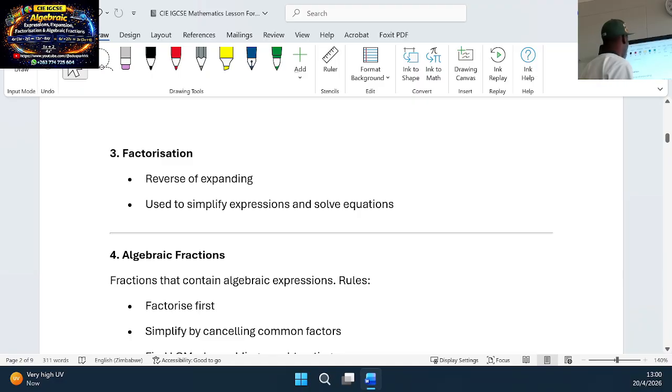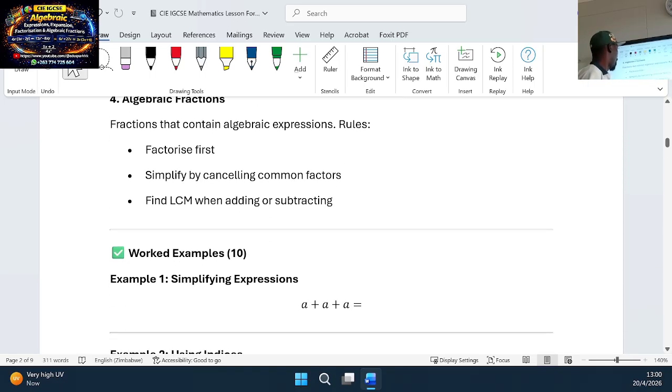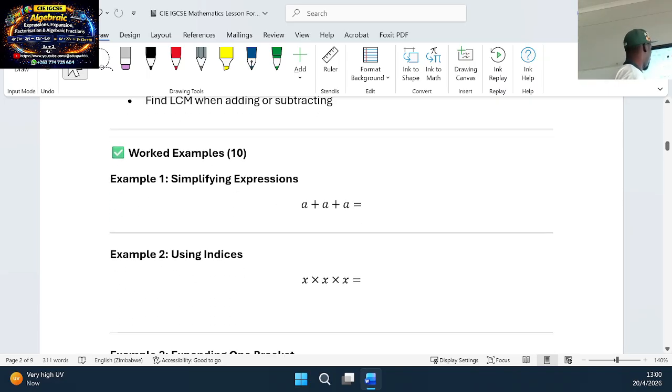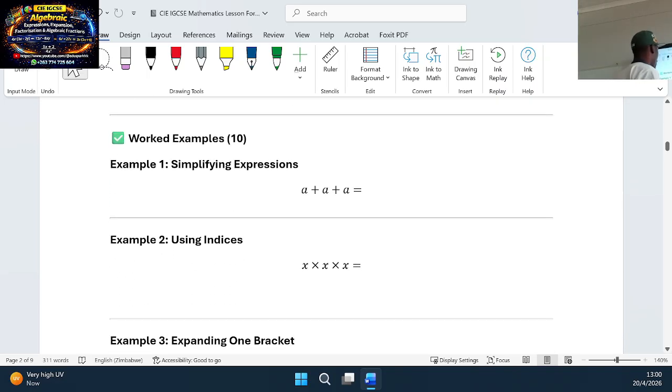Then factorization, we need to note that it is the reverse of expansion. It is also used to simplify expressions and solve equations. Then algebraic fractions, these are fractions that contain algebraic expressions, and the rule is to factorize first. Why do we factorize? Sometimes we want to simplify by cancelling common factors, or we might need to find the LCM when adding or subtracting. So let's dive into these basic 10 examples together.